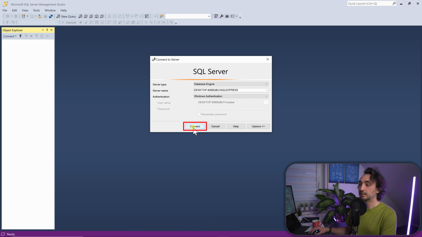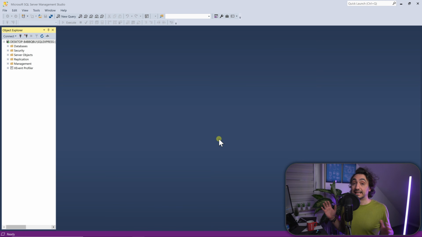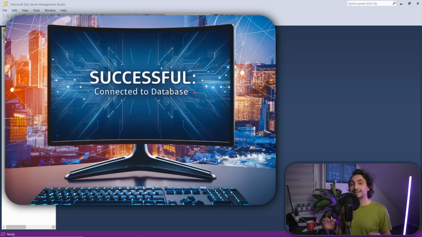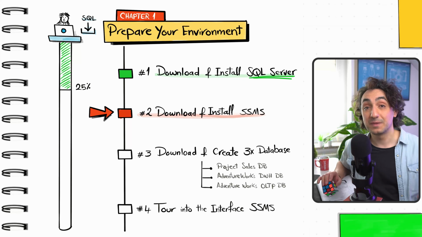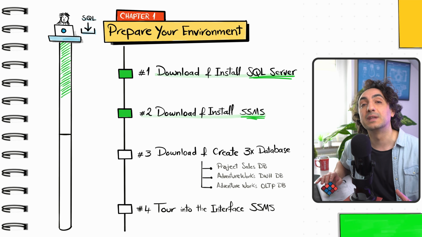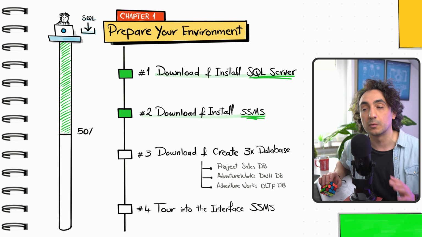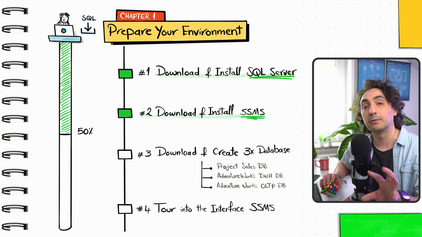So we will not change anything. Let's go and hit connect. Perfect, very nice. I didn't get an error. If you have the same, that means now we are connected to our SQL server. Okay, so with that, we are done with the second step where we have downloaded and installed SSMS. So we have all the software now running on our PC.